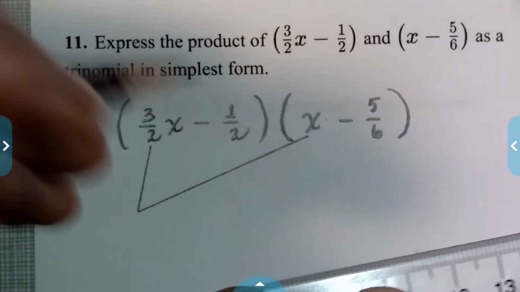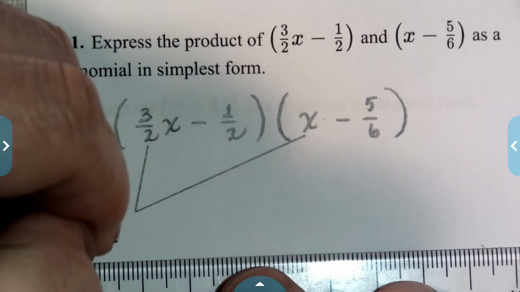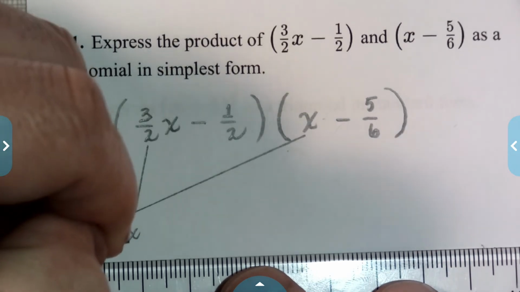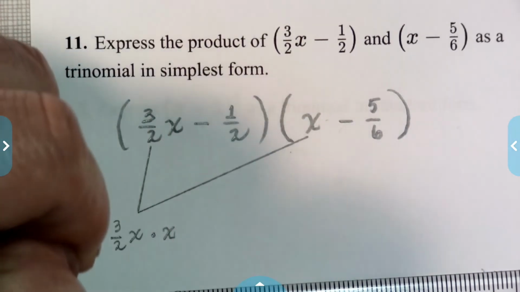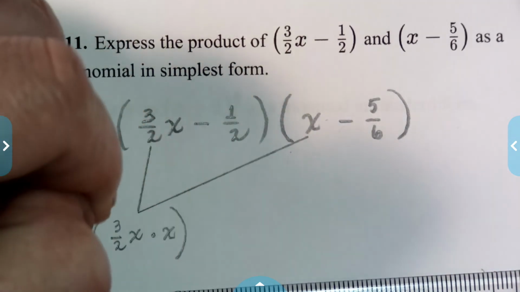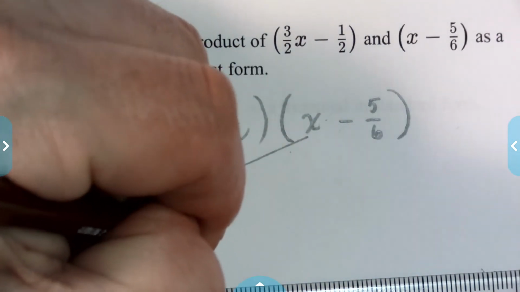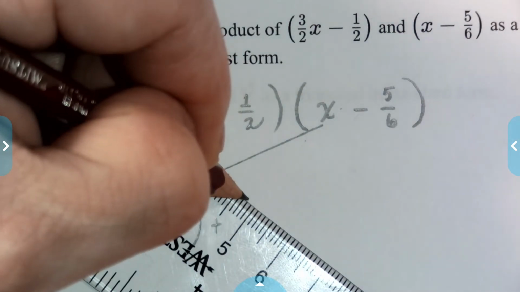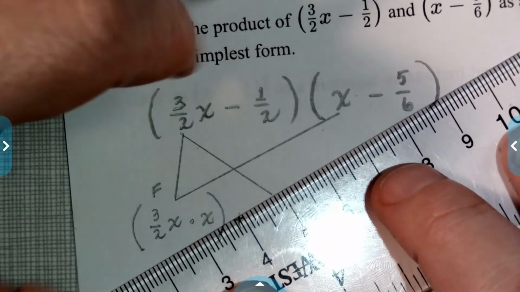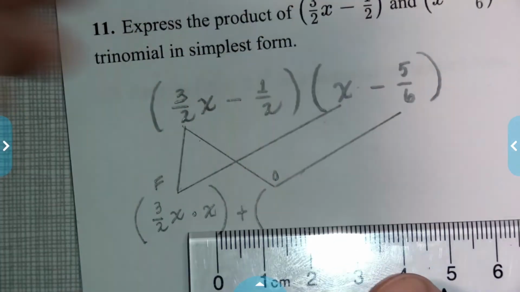First times first, so that's going to be 3/2 x times x. And that's f. Plus outer times outer. There's the outer, and then there's the other outer. So that's outer.